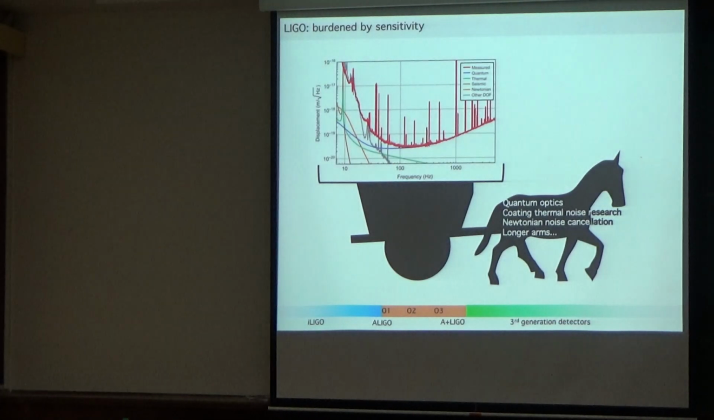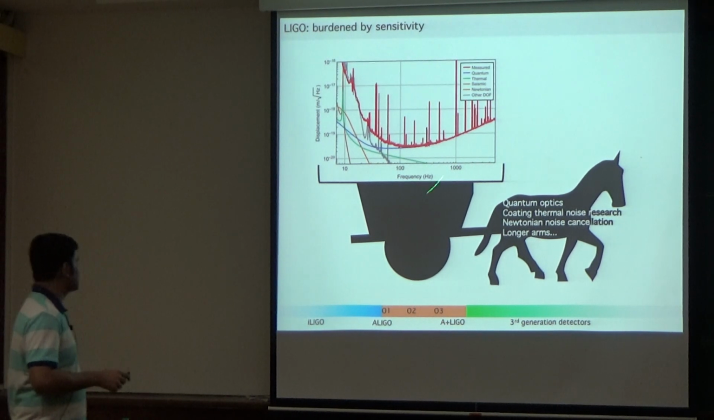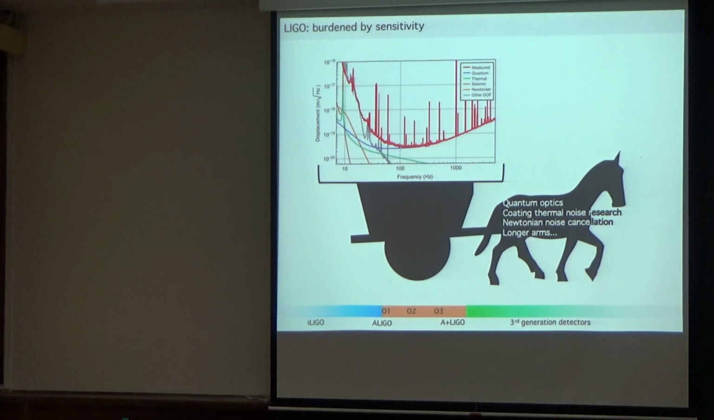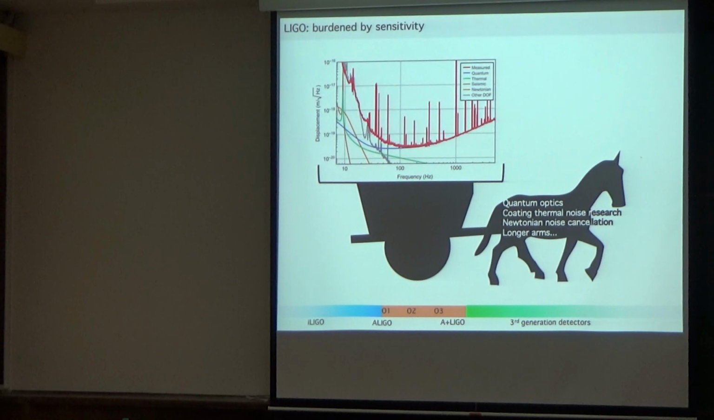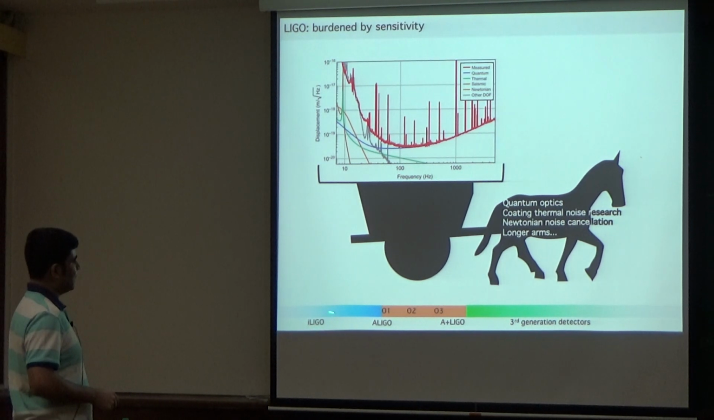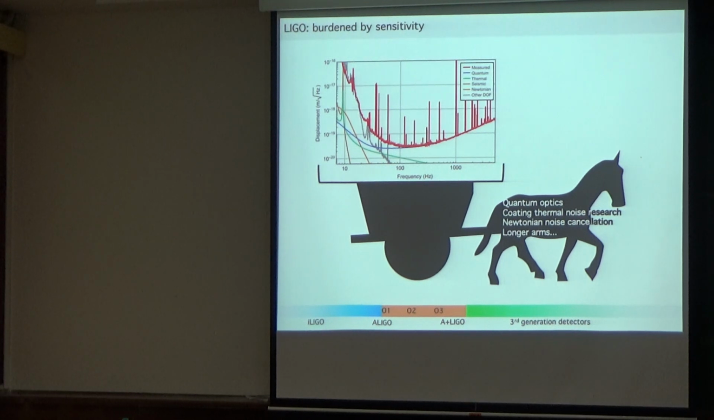So now if you come to LIGO, why is all this useful for LIGO? Because LIGO is burdened by sensitivity. This is the LIGO sensitivity plot, and it is pulled by this donkey or horse, depending on who you ask, and that donkey is eating quantum optics, research into coating thermal noise, Newtonian noise cancellation, and making longer arms. These are the low, easy to harder things in the long laundry list of things that you would do to improve the LIGO sensitivity curve. And this is in line with how people see LIGO progressing over the next 5, 10, 20 years.